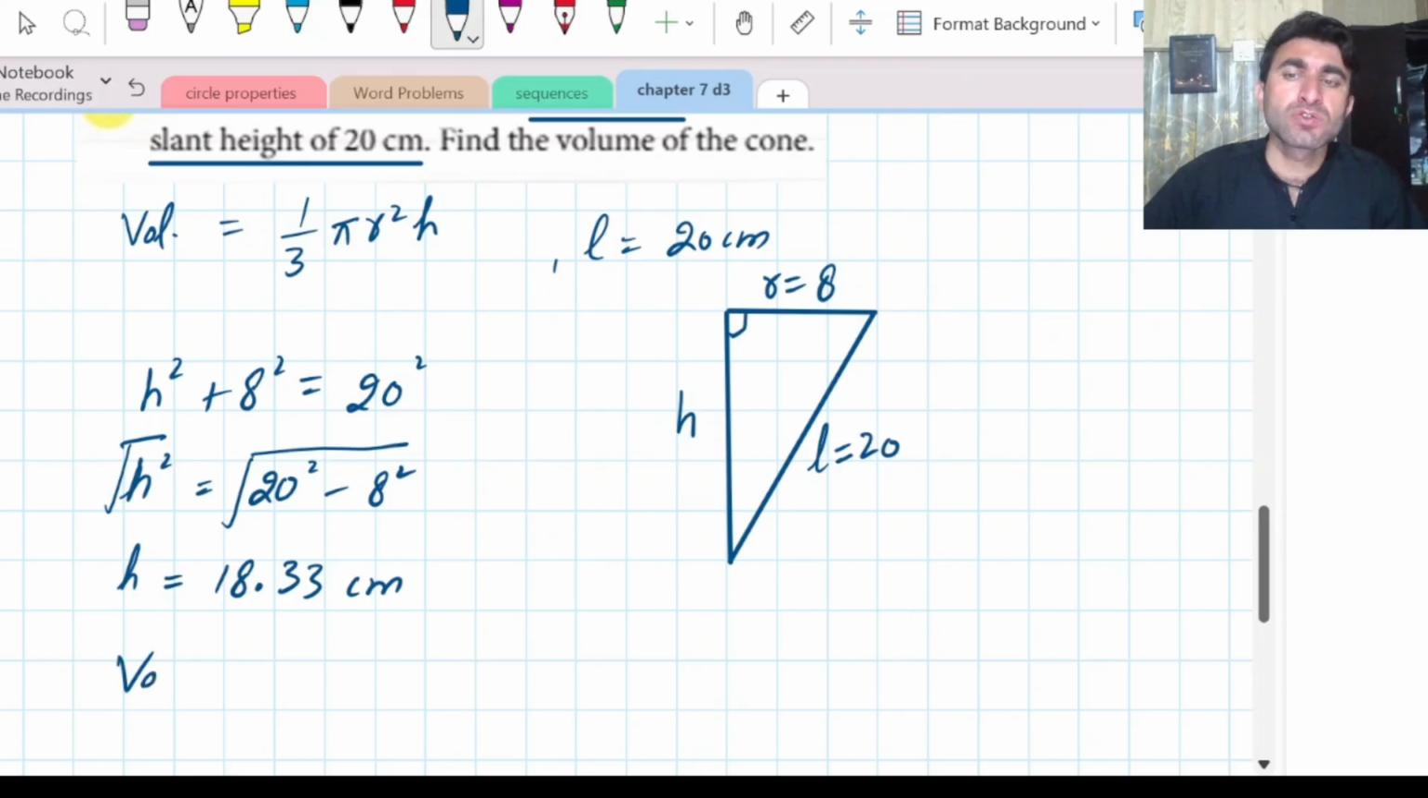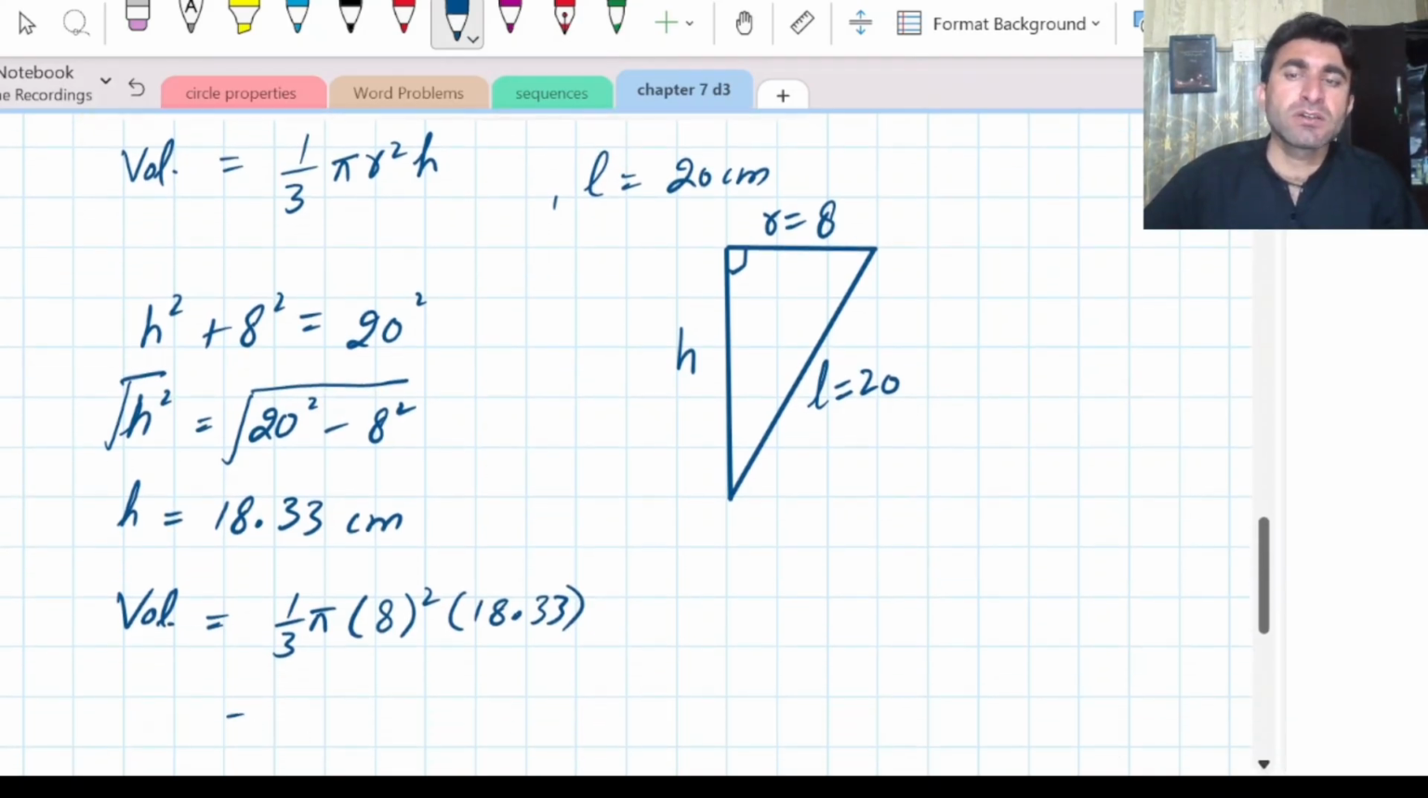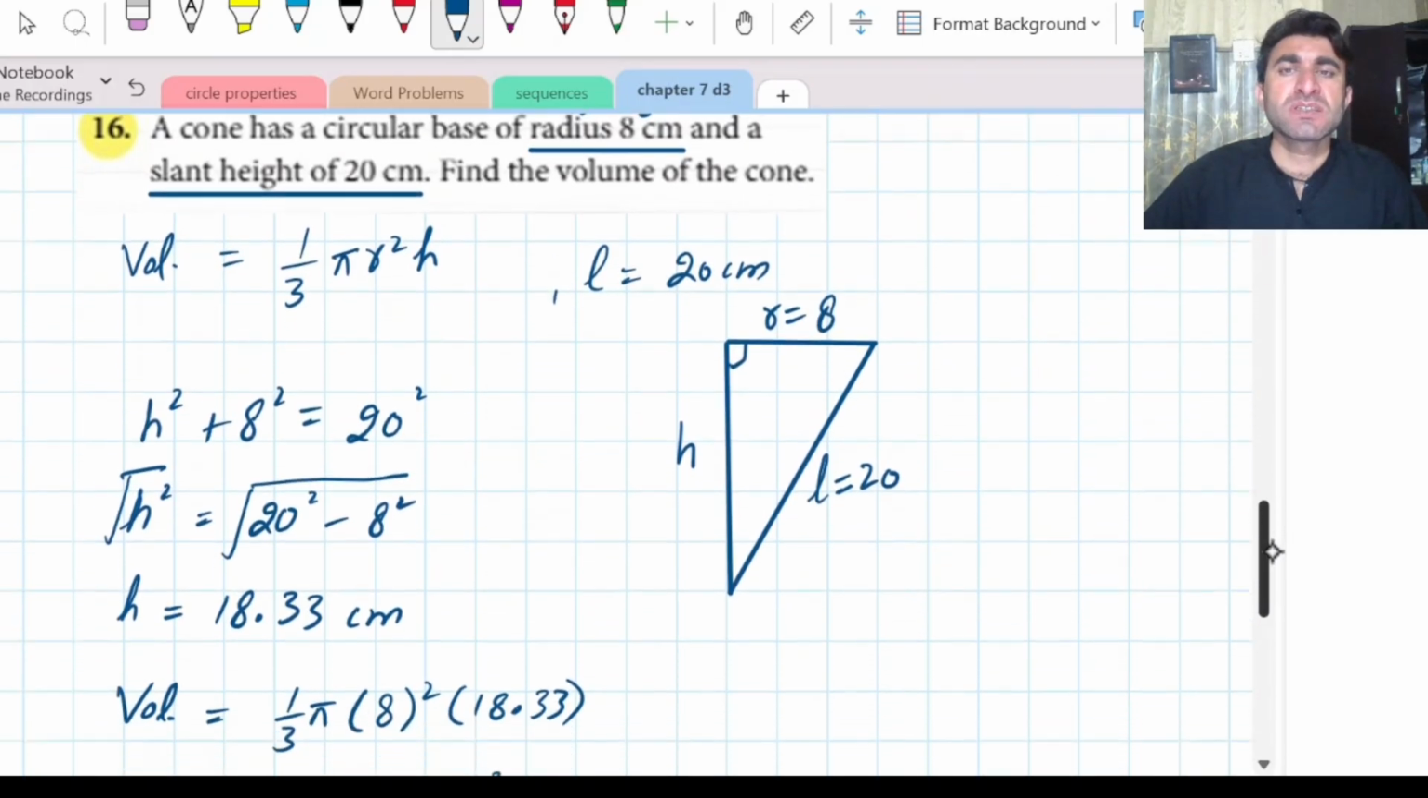Now we replace it in the formula for the volume. So volume equals 1 upon 3 pi times radius 8 squared times height 18.33. Again we use a calculator to figure out the exact value of the volume. It is 1228 centimeter cube. So that is the volume of the given cone in question number 16.